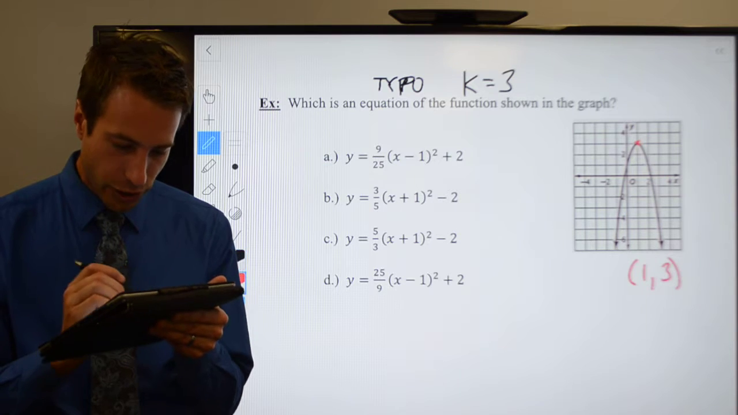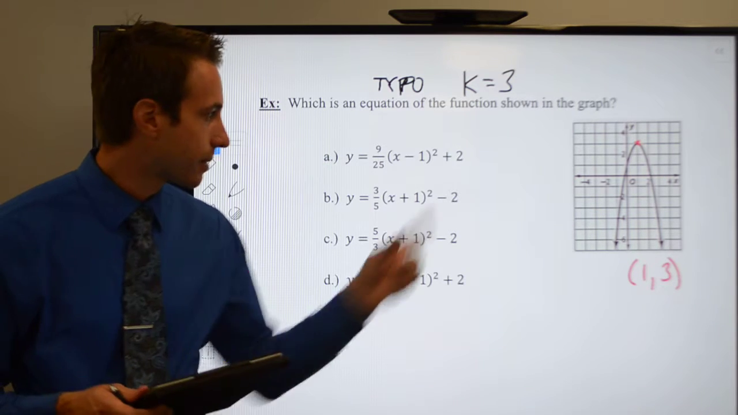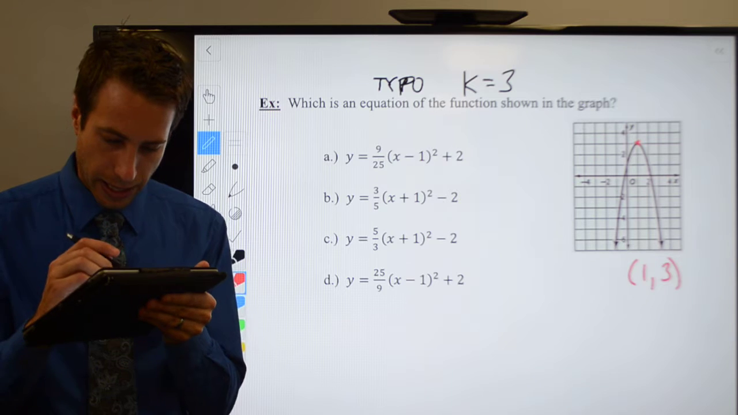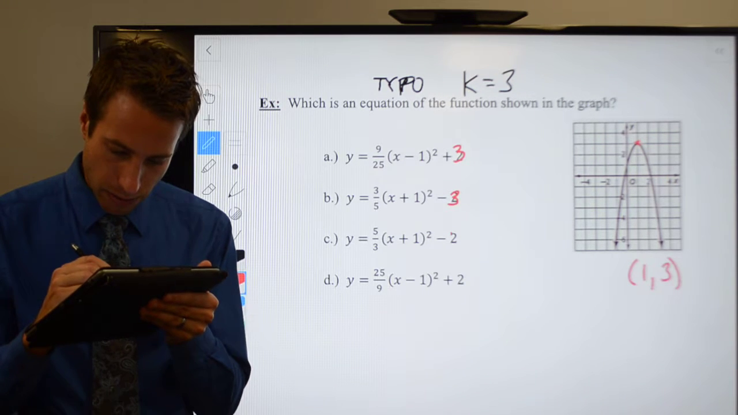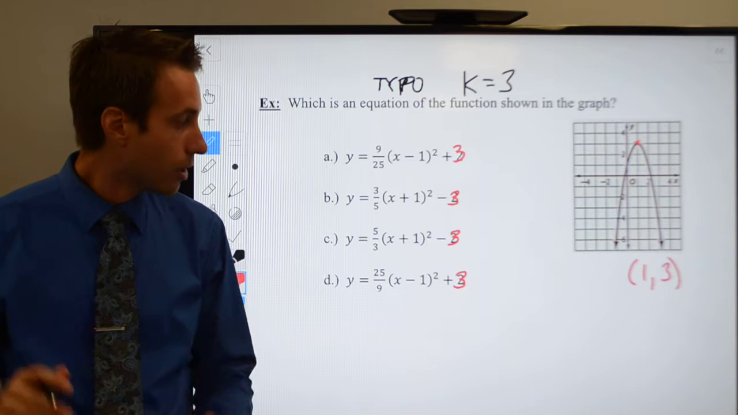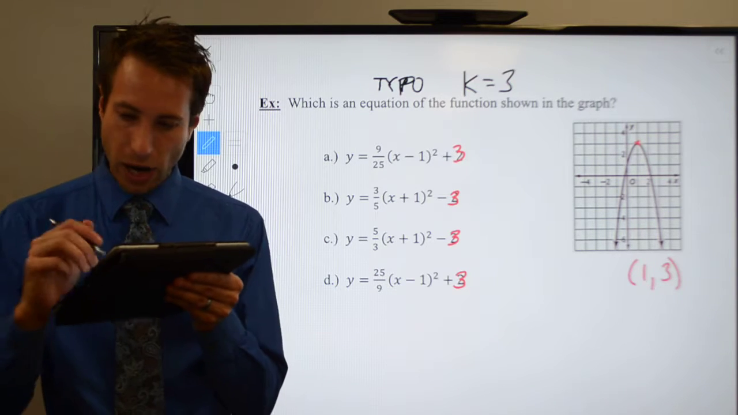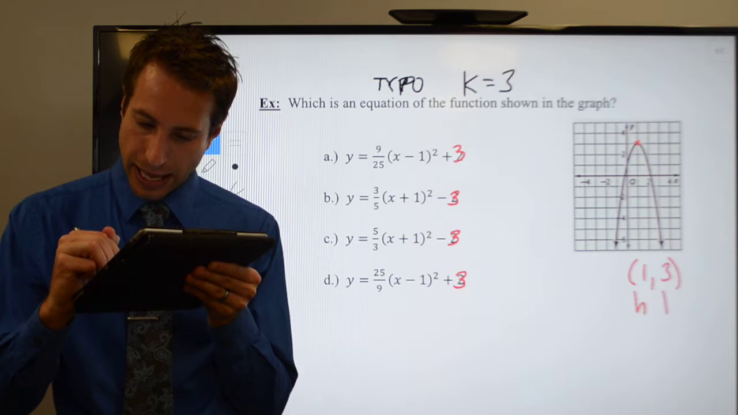So here's what I'm going to need you to do. Change all of these. I just fat fingered something on my computer. Each of these needs to be 3. Okay, there we go. So now here's what I've got. I have h and k.